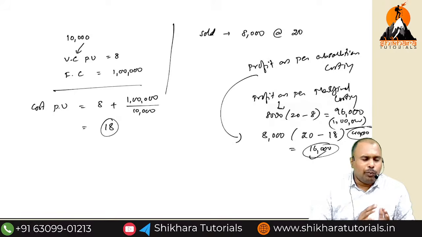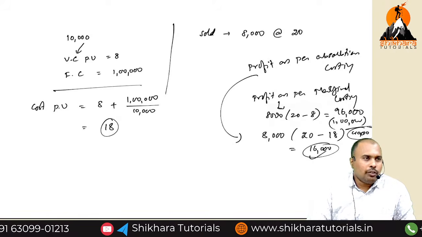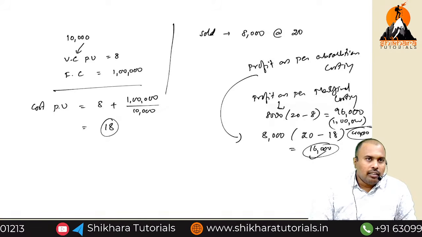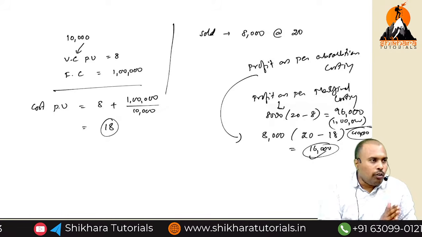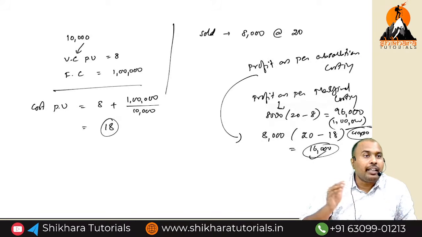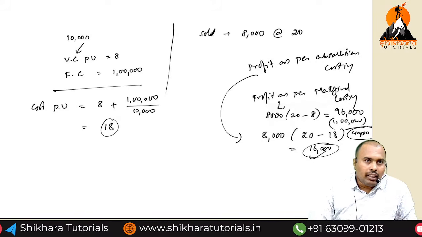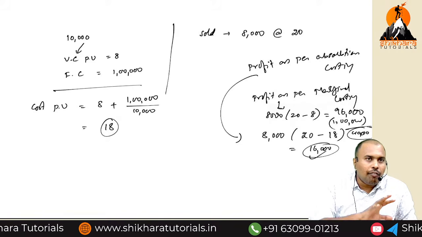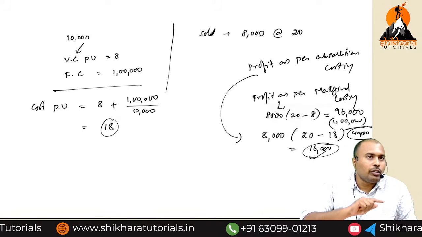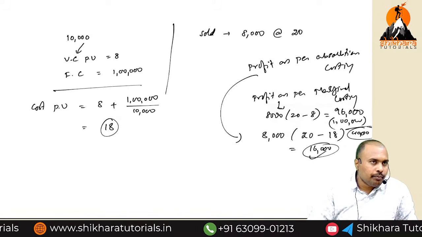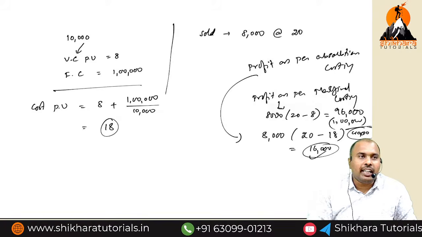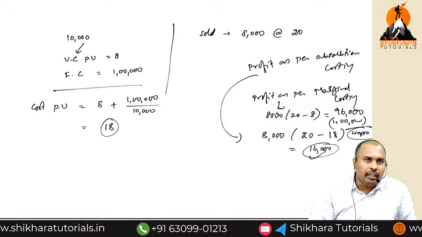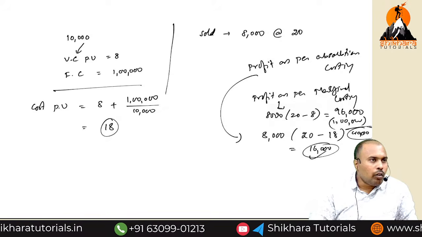See, the main difference between absorption costing and marginal costing is, under marginal costing, we consider variable cost as product cost, and fixed cost as period cost. Understood? It means that we incur variable cost whenever a product is produced. And fixed cost as period cost means irrespective of the number of units you manufacture in a particular period, fixed cost will always be constant.